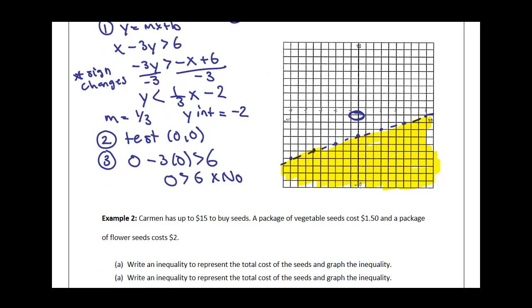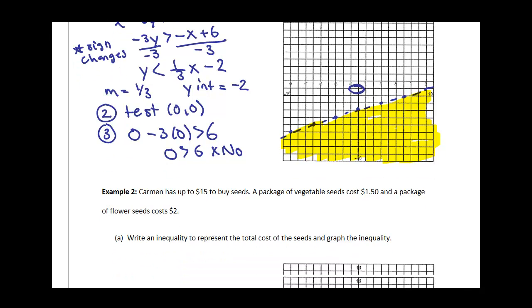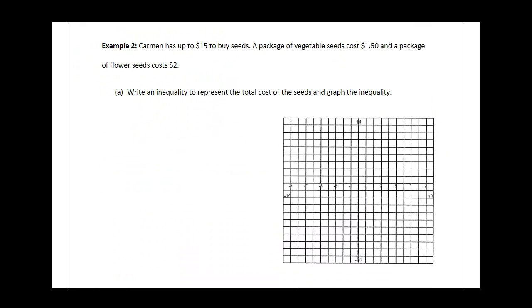So let's do another example here. We have a little word problem. Carmen has up to $15 to buy seeds. A package of vegetable seeds costs $1.50, and a package of flower seeds costs $2. Write an inequality to represent the total cost of the seeds and then graph the inequality.